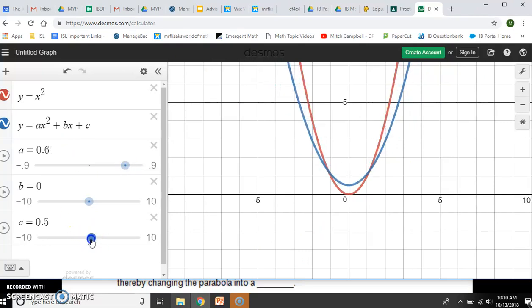Let's slide this down as well and be more clear. There, make C 0. All right, now I'm going to do this again. What do you notice about the blue parabola compared to the red one?